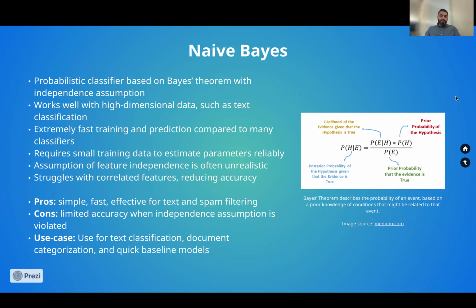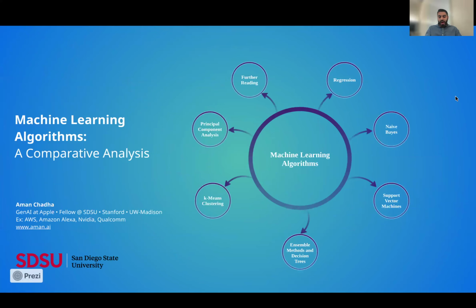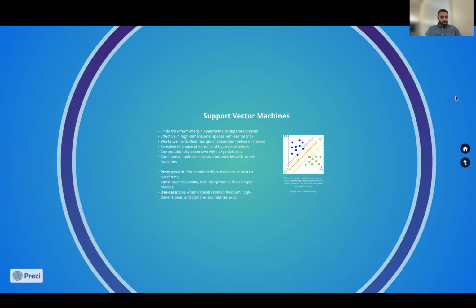But Naive Bayes is one of the more simpler ones. Next up, I do have a whole bunch of the others. We're going to talk about support vector machines next, and then I have a bunch of slides on the decision tree side of things. Decision trees are also very commonly deployed in the industry, so we'll touch upon that as well. But let's get started with support vector machines.